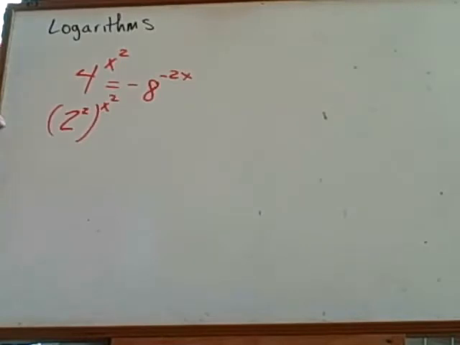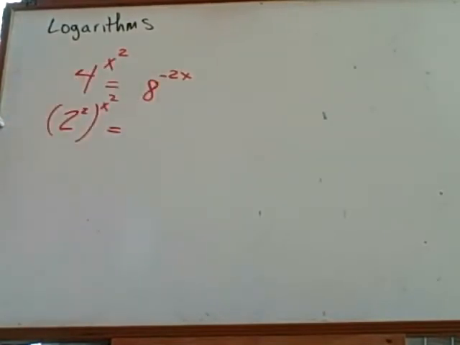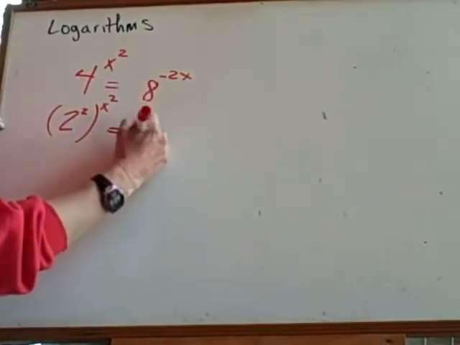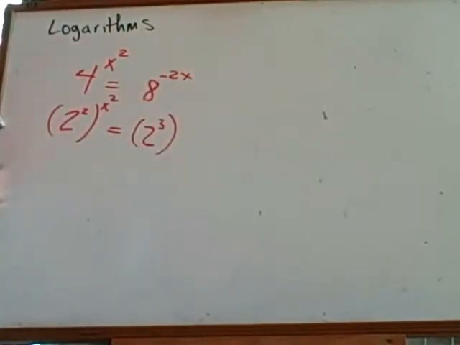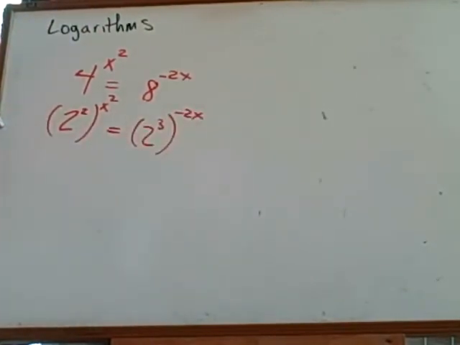So far so good? And 8, is it an 8? I said negative 8. I wrote negative 8. There's no negative on there. The negative's in the exponent, so I apologize for putting a negative 8 there. 8 is just 2 to the 3rd, and that whole enchilada is going to be to the negative 2x. So far so good? Yes.